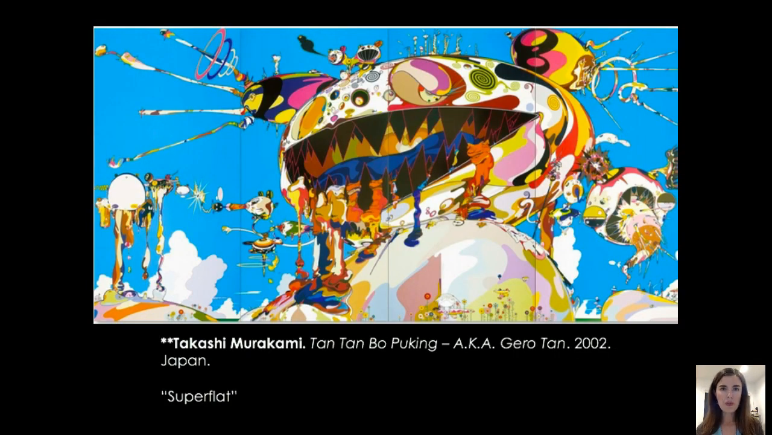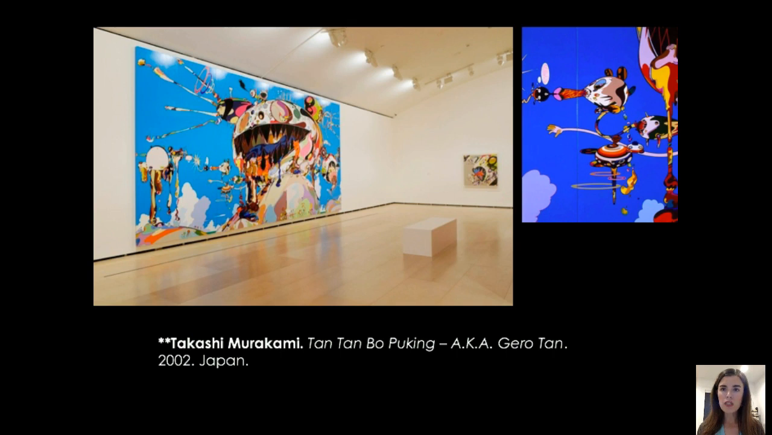A particularly vivid work that I think exemplifies some of the underlying darkness to these bright and colorful works is Tantanbo Puking, A.K.A. Jiro-tan from 2002. It's a massive work that explores this super flat style. Many people talk about how this is also exploring the underside of otaku, which is basically individuals who are obsessed with computers and popular culture, and then it starts to take over their lives. So there's an interesting social commentary that could be going on here as well.